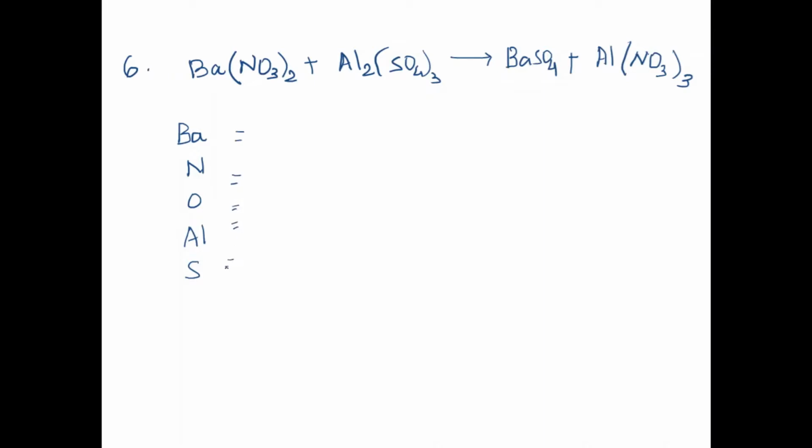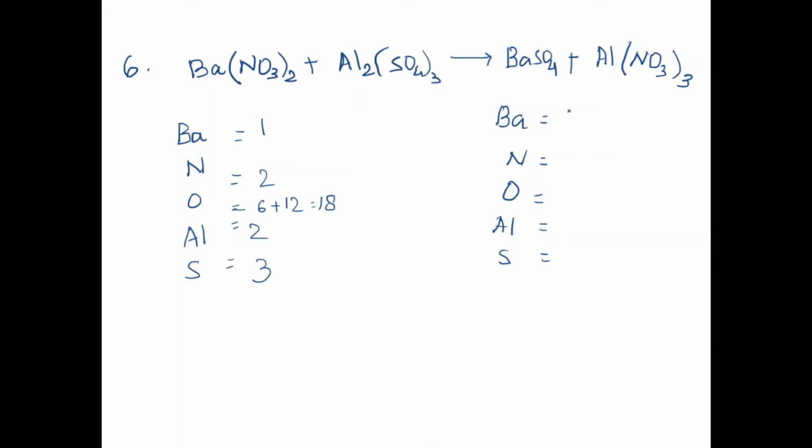Same on the product side, write down these elements. Barium, nitrogen, oxygen, aluminium, sulfur. So barium here has 1 atom. Nitrogen here has how many atoms? We can see 2 atoms of nitrogen. Now comes oxygen. Be very sharp. 3 2s are 6 and 4 3s are 12. So 6 atoms plus 12 atoms. So oxygen has 18 atoms on the reactant side. Aluminium is 2 and sulfur is 3.